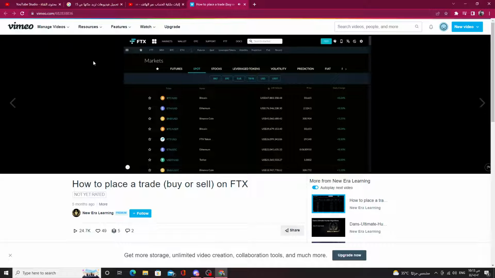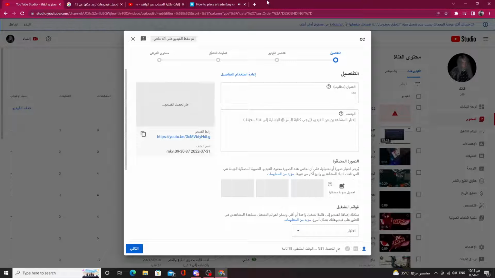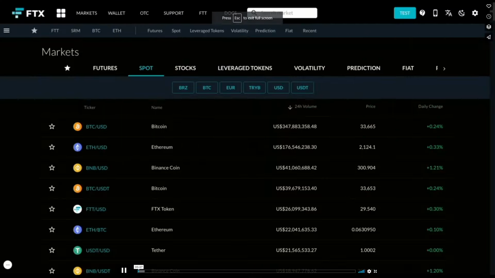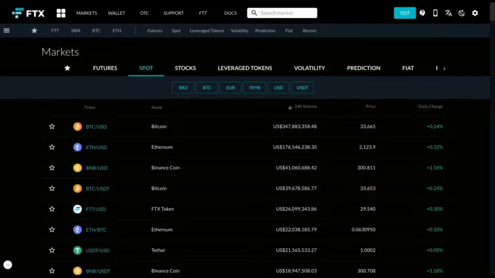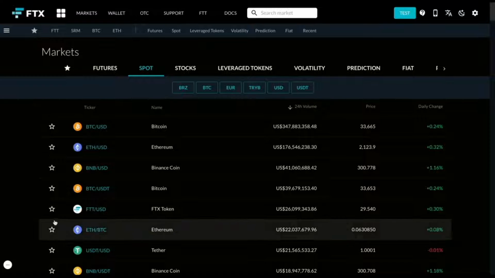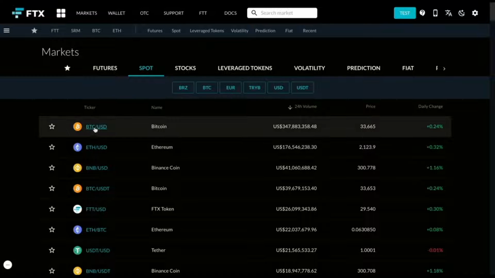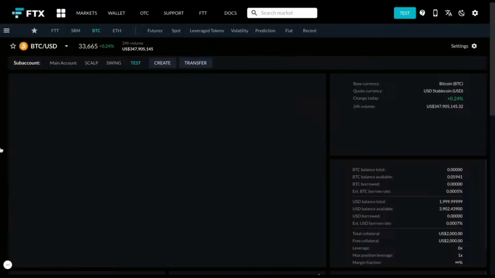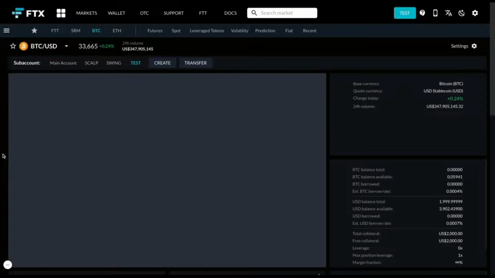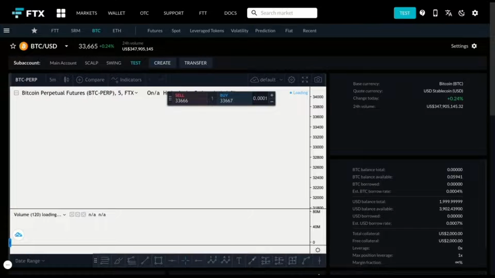In this video, we're going to run through the different order types and how to place trades. We'll talk about leverage as well. First thing we want to look at is how to place spot trades. Like I said, we recommend trading only in spot until you understand how to use it and want to move on to trading on perpetuals.